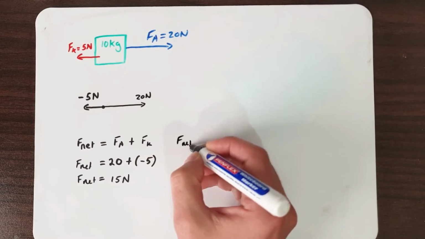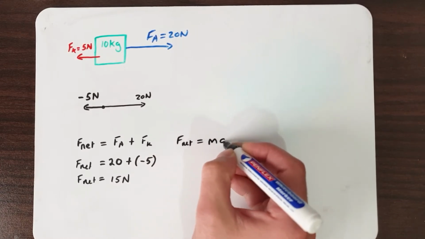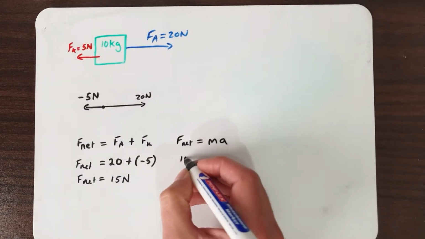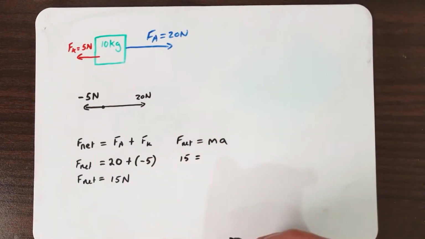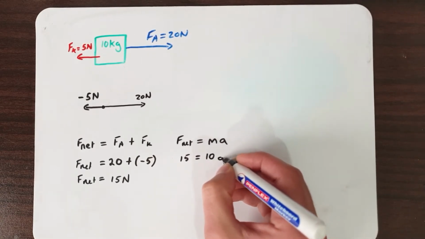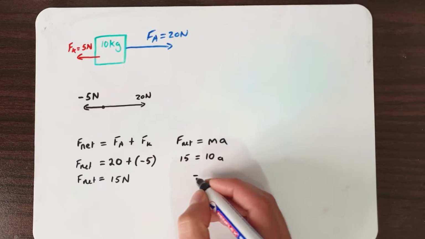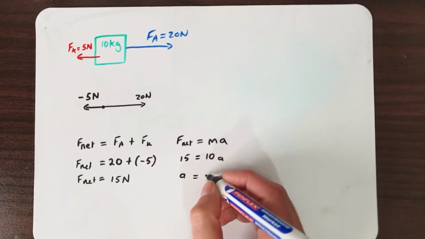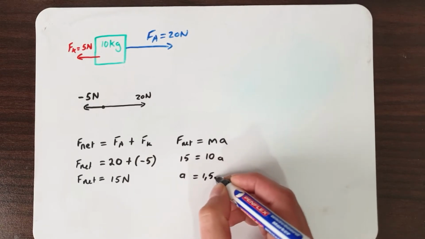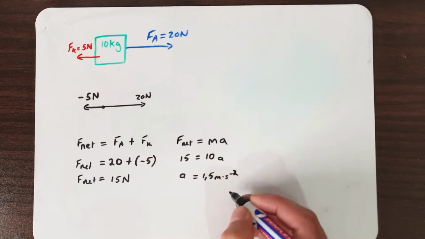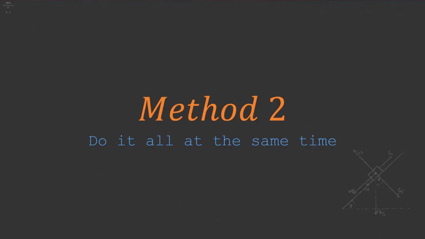We can then find out the acceleration by using Newton 2, because we know that F net is equal to mass times acceleration. We have our F net of 15, we have our mass of 10, and then we can work out what a is. That means we'll get 15 divided by 10, or 1.5 meters per second squared.